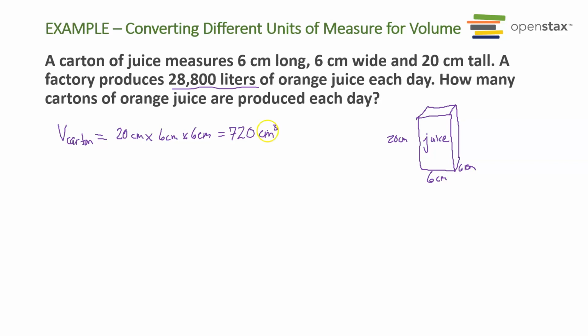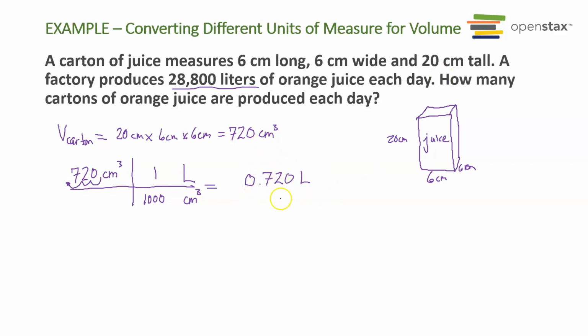All right. Now, we need to figure out liters. We don't want cubic liters. So we've got 720 cubic centimeters. And remember, we want to go to liters. All right. So 1 liter is 1,000 cubic centimeters. So this is going to give me 0.720 liters, because again, dividing by 1,000 is just moving the decimal place 3 to the left. So that's going to be 0.720 liters.